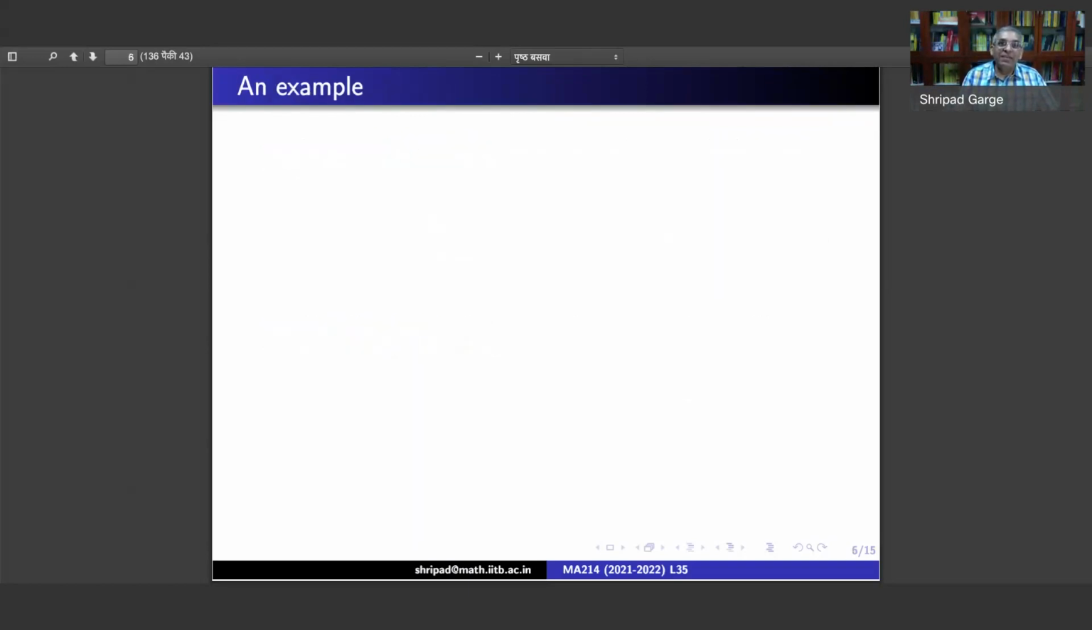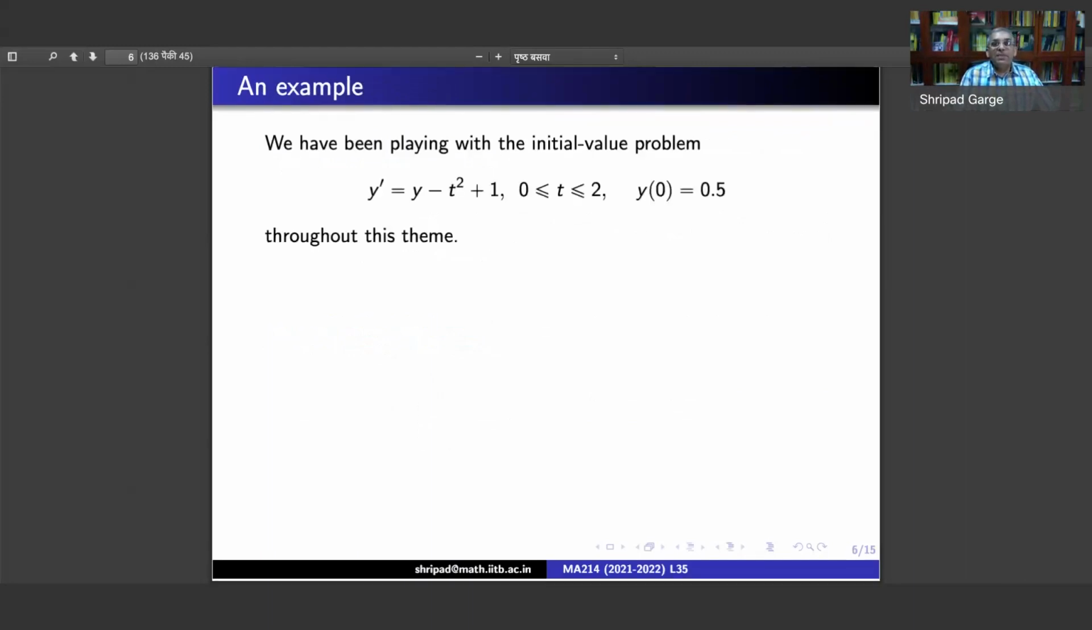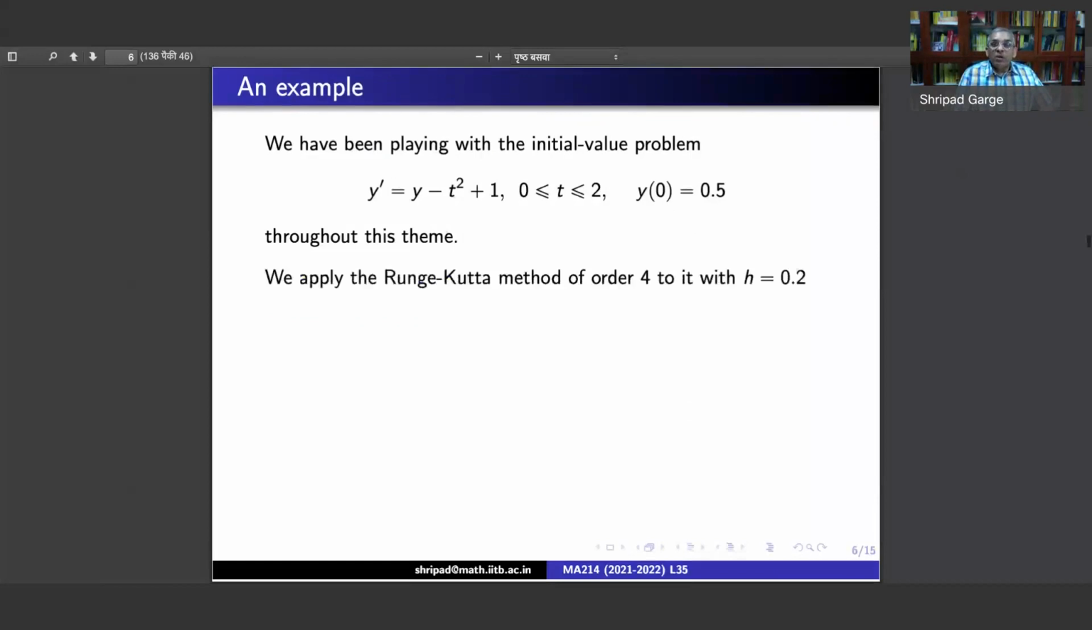We have our favorite example now. We have been playing with the initial value problem y prime equals y minus t squared plus 1, 0 less than or equal to t less than or equal to 2, and y0 is 0.5 throughout this theme. Throughout our theme on ODEs, we are looking at this particular problem whenever we are looking for computations. Now, of course, we want to apply the previous methods. So we should compute some of the first approximations, and we will use the most popular method for doing that, which is the Runge-Kutta method of order 4.